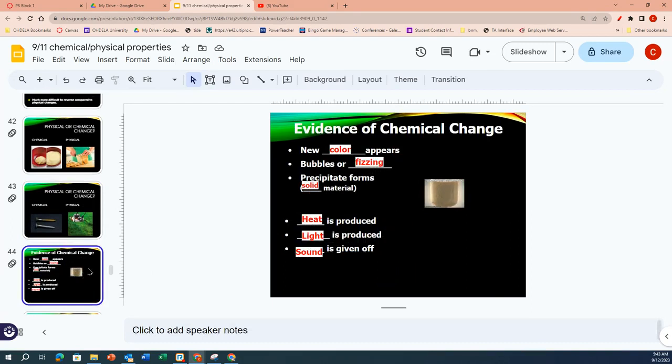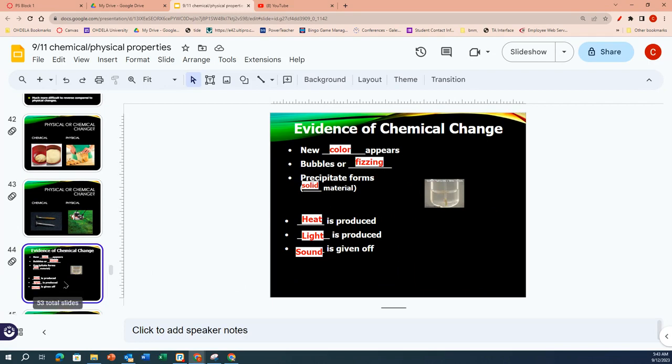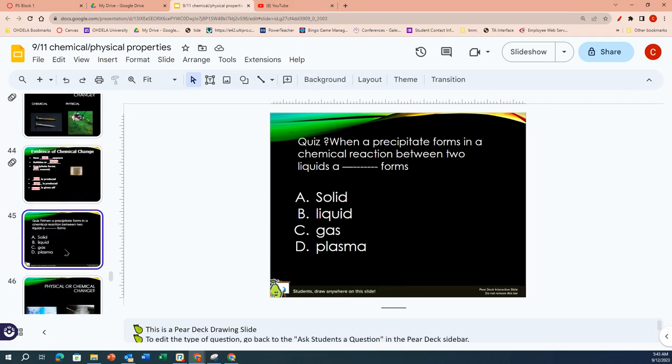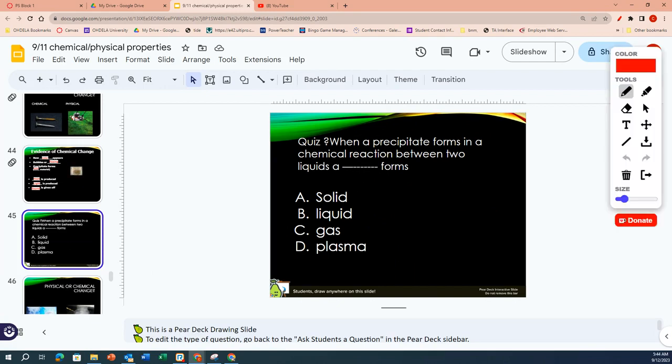So evidence of a chemical change: a new color appears, unless of course you're just adding food coloring. Bubbles or fizzing, like an antacid tablet, or if you're adding vinegar and baking soda, making a volcano mountain. A precipitate forms, that means when you add two liquids, you get a solid. Heat is produced, light is produced, sound is given off. When a precipitate forms in a chemical reaction between two liquids, a solid forms. A precipitate is a solid.